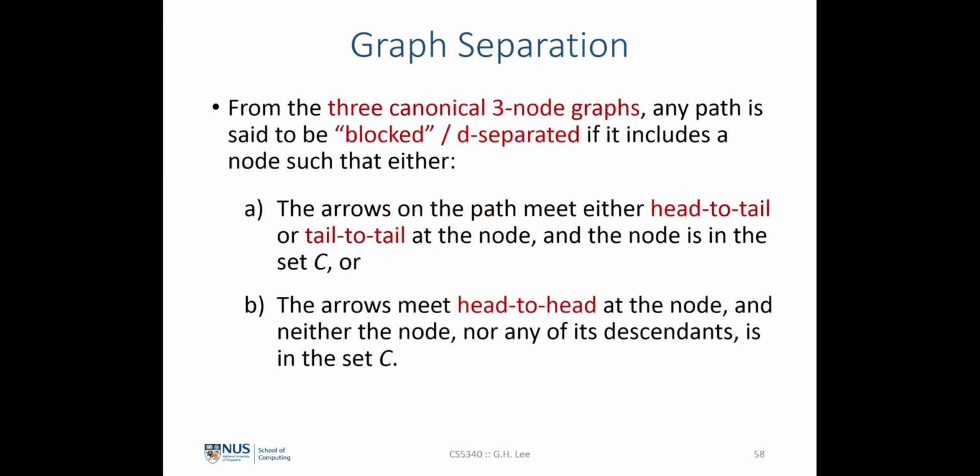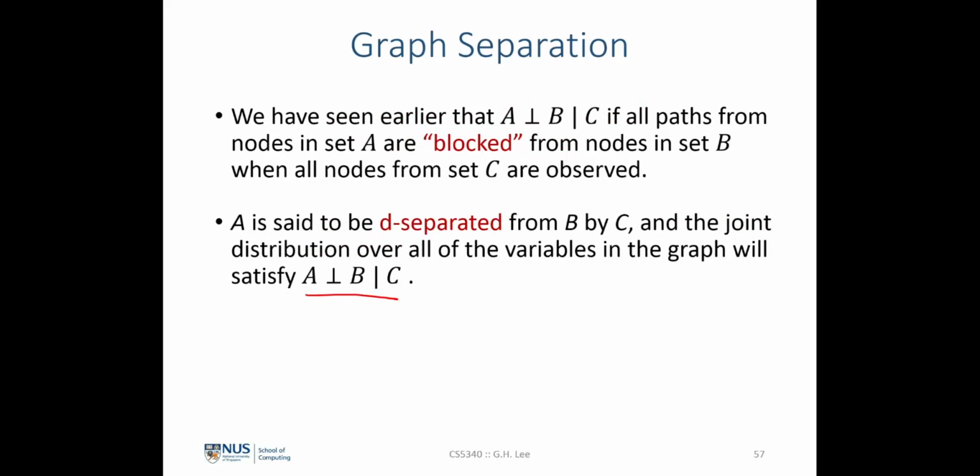So what it means here is that A, B, and C, as what we have shown earlier, are each just one single random variable, but it need not necessarily be so. A can be a set of random variables, B can also be a set of random variables, and C can also be a set of random variables. And what it means is that once we observe the set of random variables C here, if it blocks all the paths from the set of random variables A to B, then we say that the set of random variables in A is conditionally independent of B given the set of random variables in C.